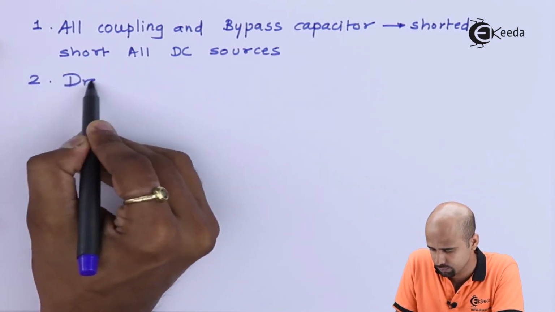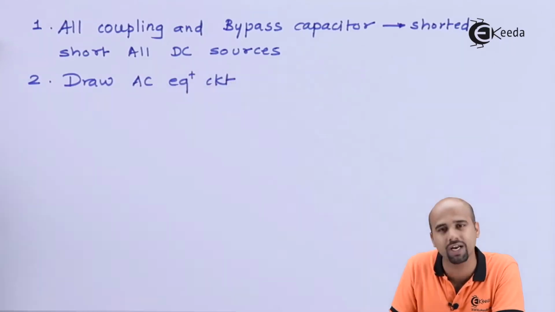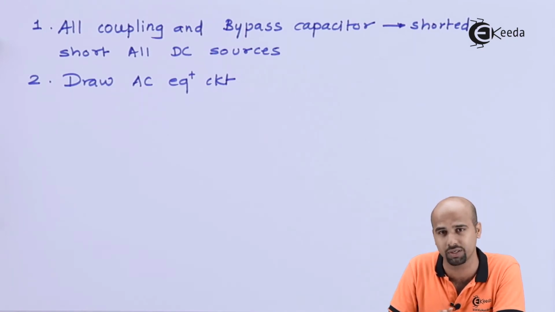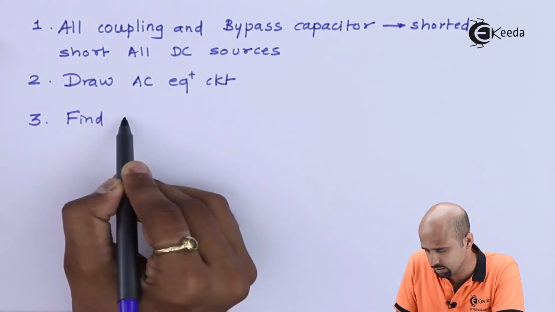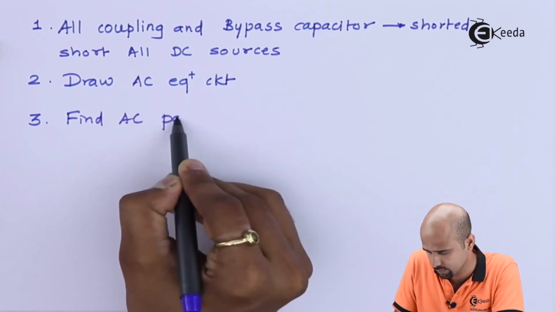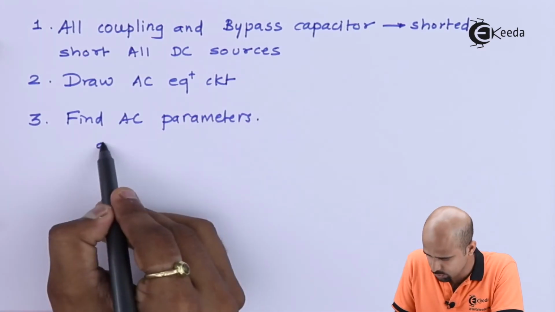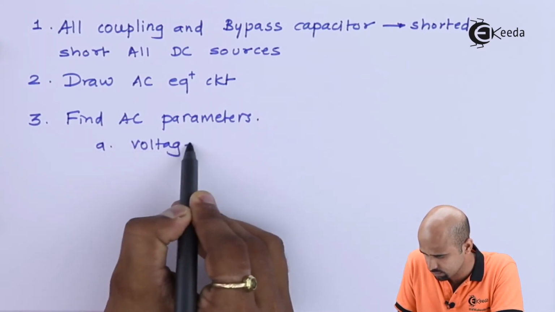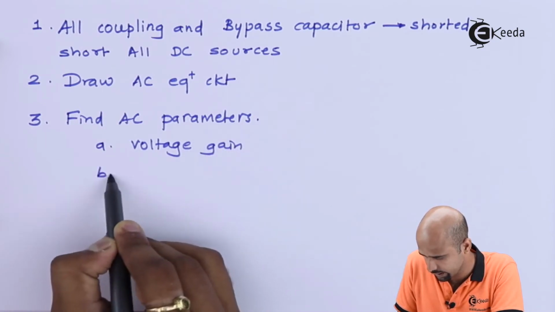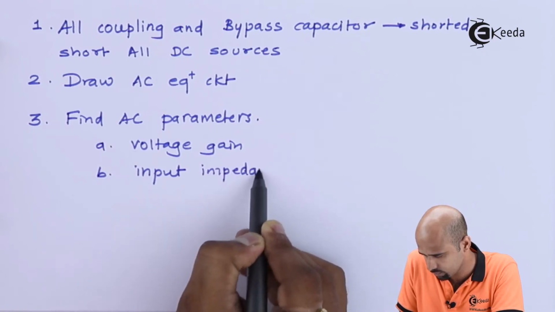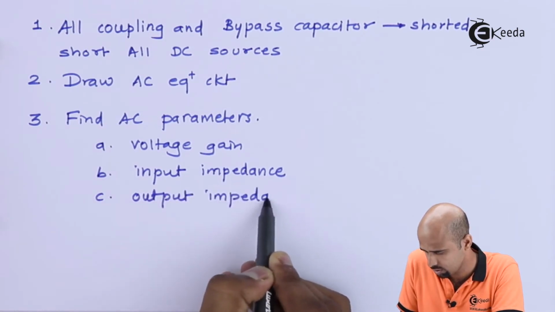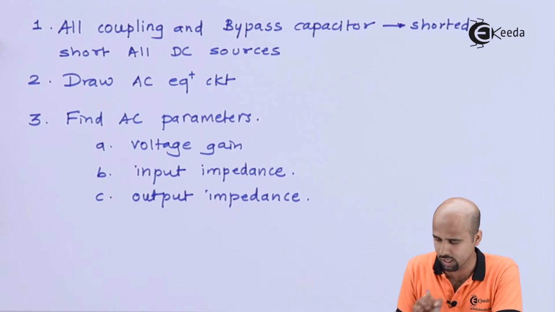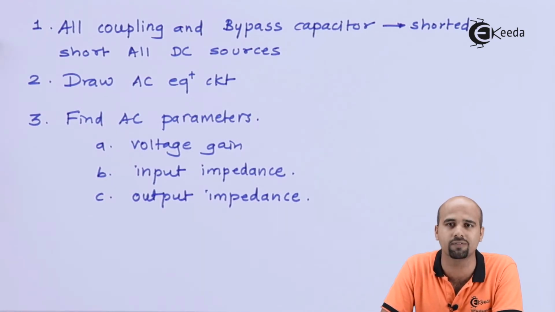Second step is draw your AC equivalent circuit with the same orientation. Don't draw with the second orientation. Third step will be find AC parameters. First one is voltage gain. Second one, input impedance, and third one, output impedance. So this is how we will maintain the flow for AC analysis.